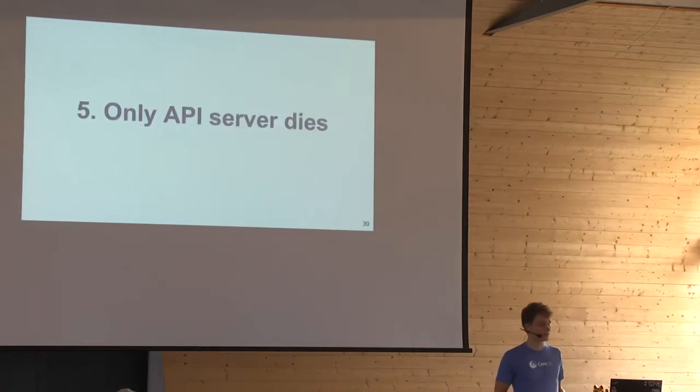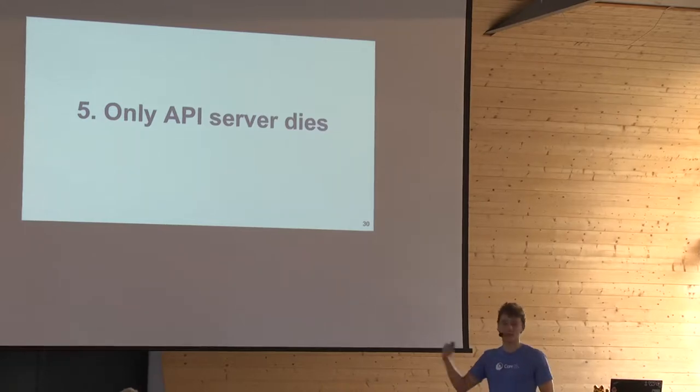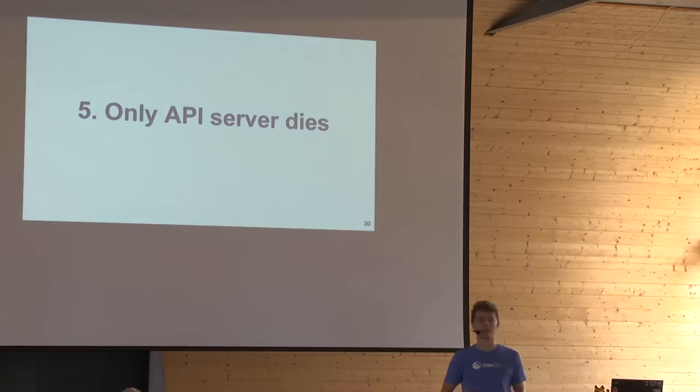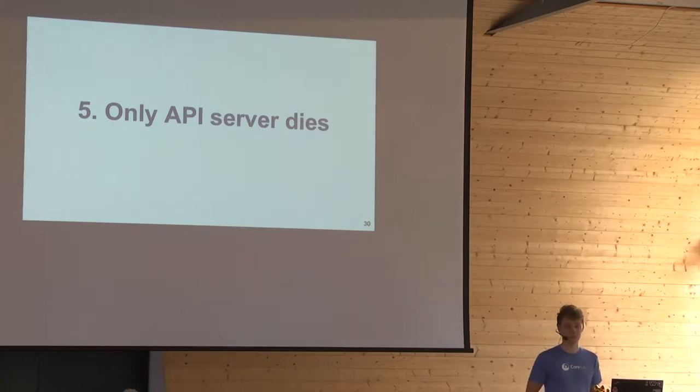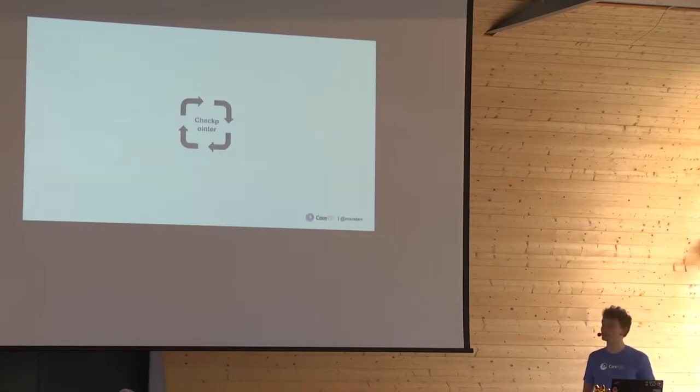So what happens, for example, if the only API server dies? Nothing can communicate from now on. The entire control plane is dead at this point in time. Don't get me wrong, your applications will still stay running. They don't really need Kubernetes to run. But they do need it, for example, if you want to roll out a new version of your front end, that you could not do at this point in time. So what we have here is a little tool. It's called a checkpointer, and that's a little bit of logic that I'm going to show you.